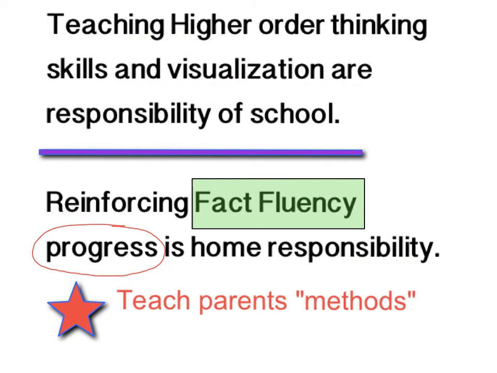One of our colleagues in attendance asked about fact fluency. How is it and how often would that be reinforced in the classroom? And Bonhart responded by saying, teaching higher order thinking skills and the visualization concept are the responsibility of the school. Reinforcing fact fluency progress is a responsibility at home. What we must do is teach the parents the methods that we've taught the students or allowed them to discover, such that they can implement those during the practice of that fact fluency at home.